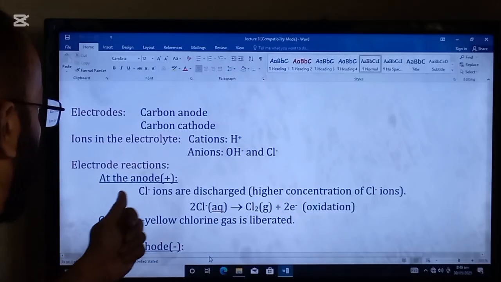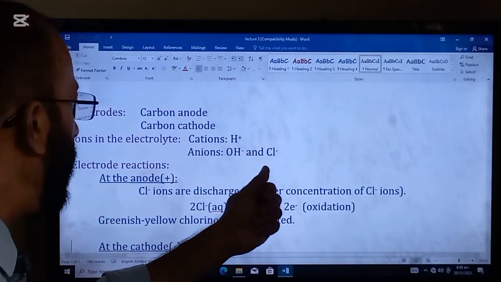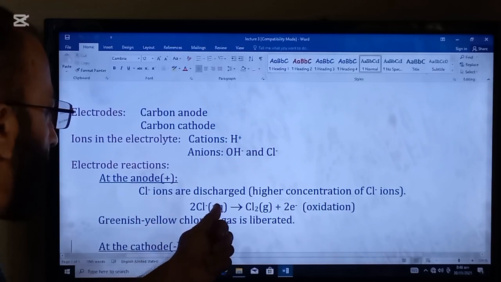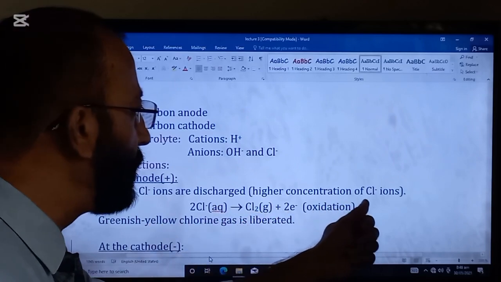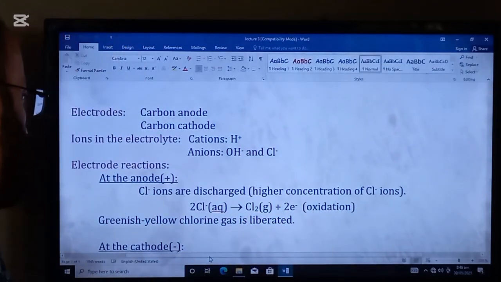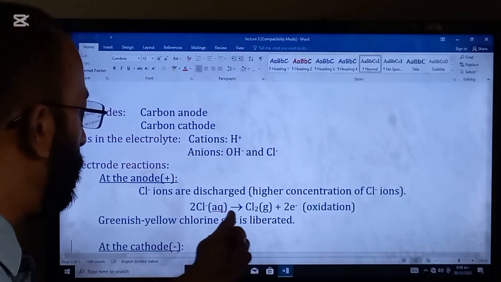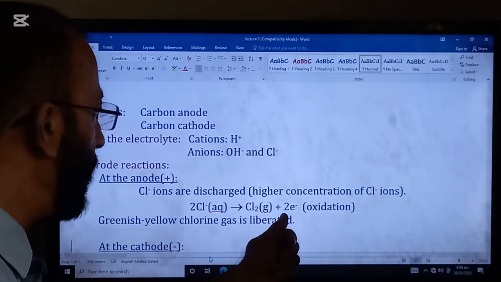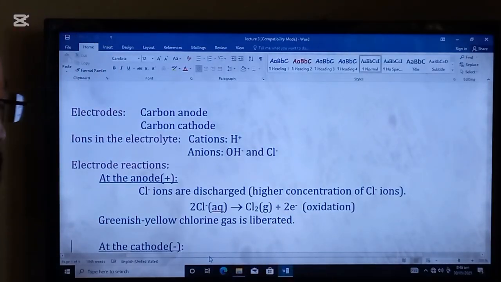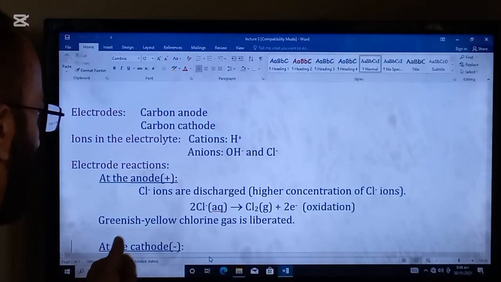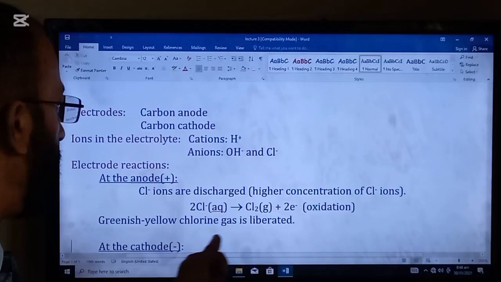Electrode reactions at the anode. Cl negative ions are discharged because of the higher concentration of the Cl negative ions. And the reaction is 2Cl negative forms Cl2 plus 2 electrons. This is an oxidation process. Greenish yellow chlorine gas is liberated.